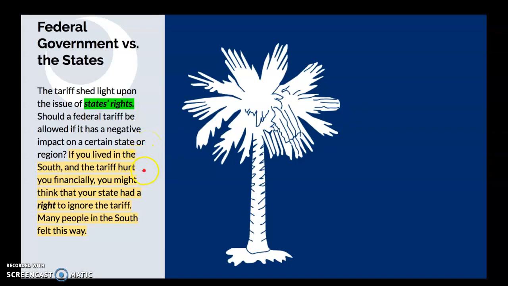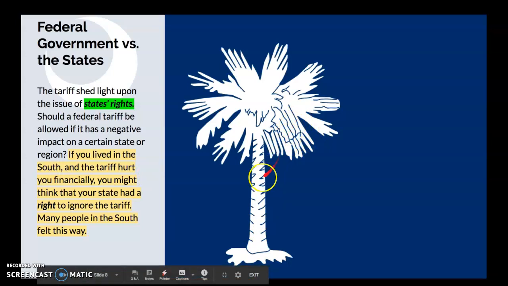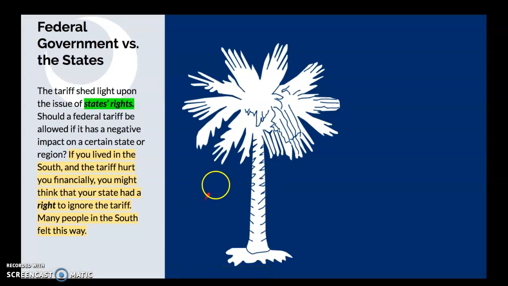So if you lived in the South and the tariff hurt you financially, you might think that your state had a right to ignore the tariff. Just forget it. We're not going to deal with this tariff because it's hurting us. And a lot of people in the South felt that way. Some of you may know this is the state flag of South Carolina, a very unique flag. That is the palmetto tree and a crescent moon behind it. I always thought that was a cool flag.